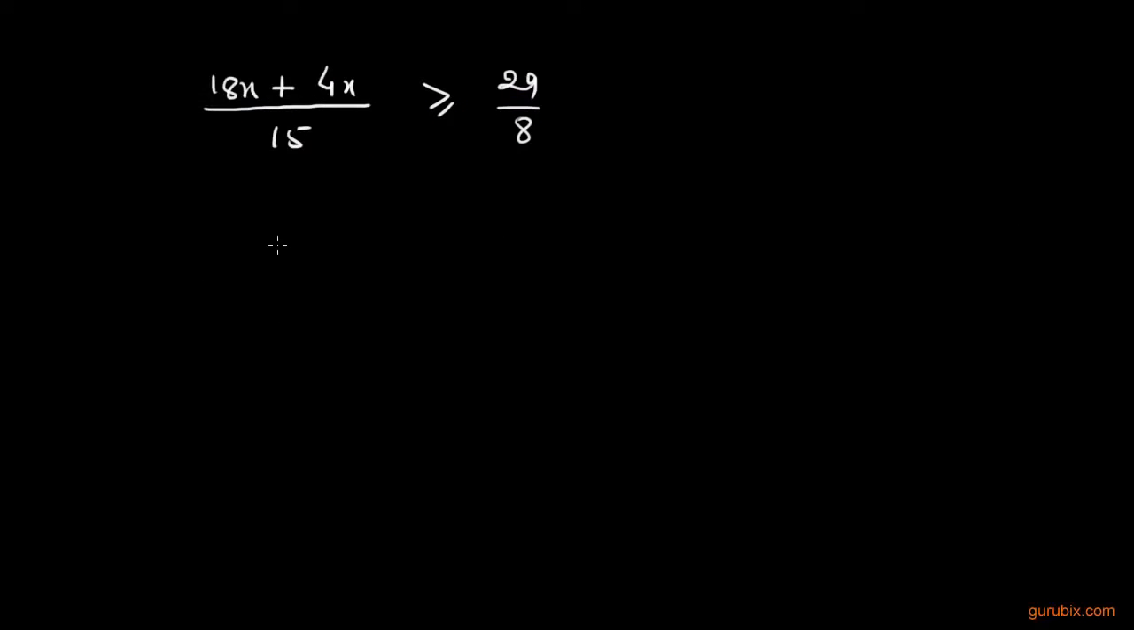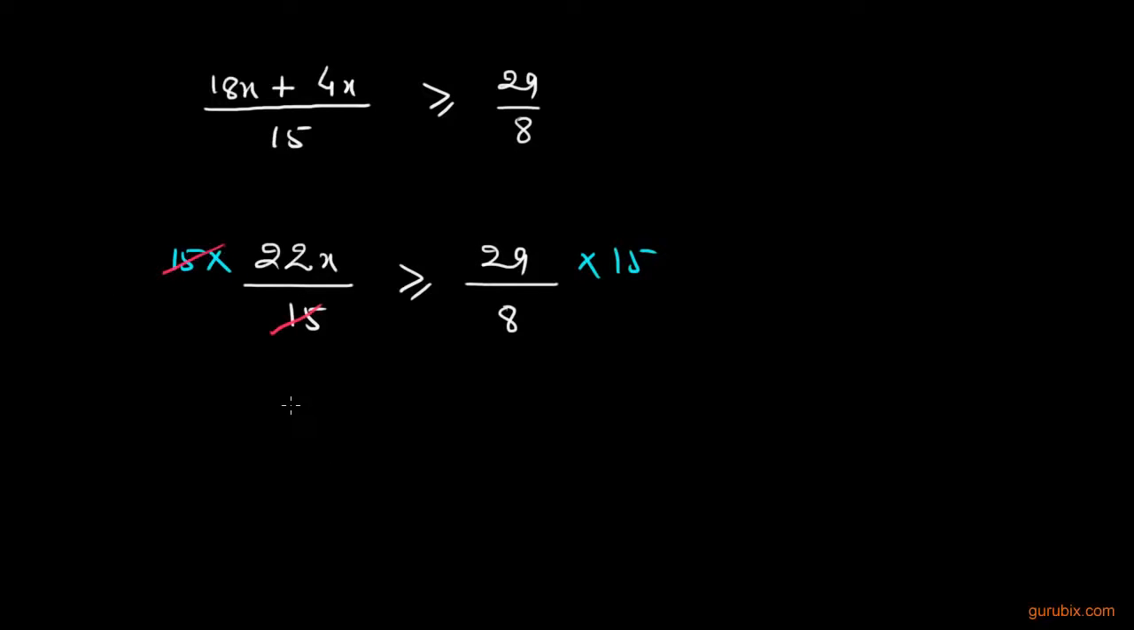Then this value will be 22x over 15 greater than or equal to 29 over 8. And we know that we can multiply both the sides by a positive number without changing the sign of inequality. So we shall multiply both the sides by 15. Then we can cancel out this 15 with this 15. Then we get 22x greater than or equal to 29 times 15 over 8.